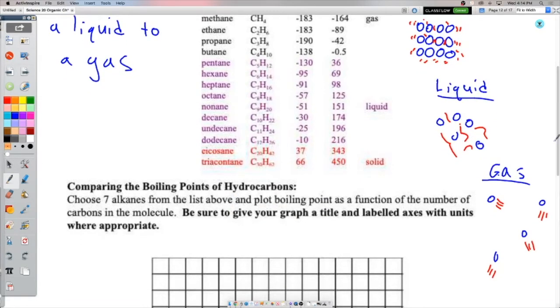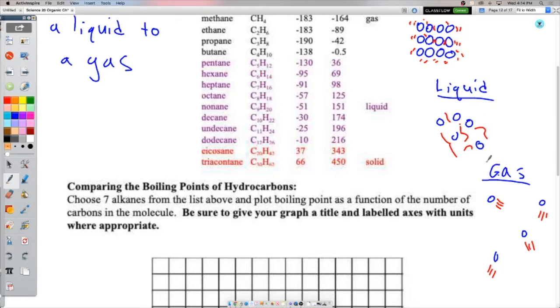Why are some things easier to boil than others? Well, the bigger the molecule, the stronger those forces are. So the forces that stop it from going from a liquid to a gas depend on how big the molecule is. Think of it like trying to break up a group of big NFL players, right? A bunch of huge people, right? Versus trying to break up a group of kindergartners playing on the playground, right? You're going to have a much easier time if you put in the energy. You can split up a bunch of kindergartners pretty easily.